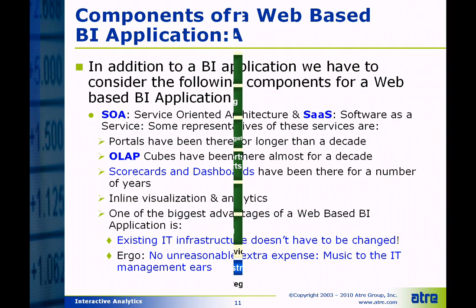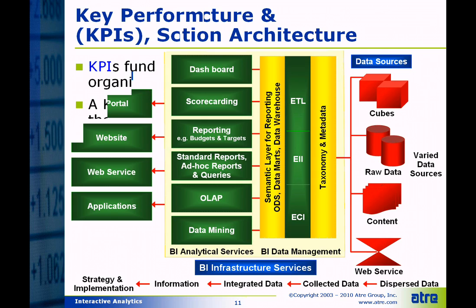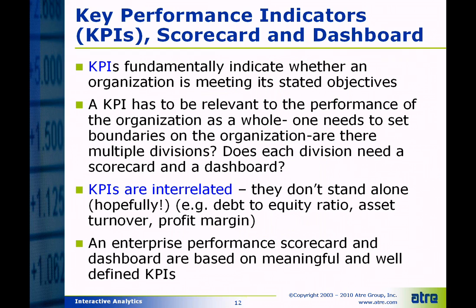So this is our BI infrastructure and BI application architecture. When you look at the different data sources, we have dispersed data. It will be collected with something called ETL, extract, transform, load, integrated data, information, and hopefully we have a BI portal. We'll have our dashboards which will help in the strategy and implementation. So some more acronyms if you didn't have them enough already. So KPI, key performance indicators, and they are always interrelated. When you take a look at KPI, it's something which I always like to relate to our health. Our health is that when you look at KPI, debt to equity ratio, asset turnover, profit margin, they're all interrelated.